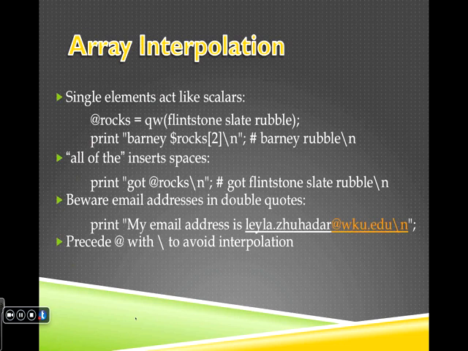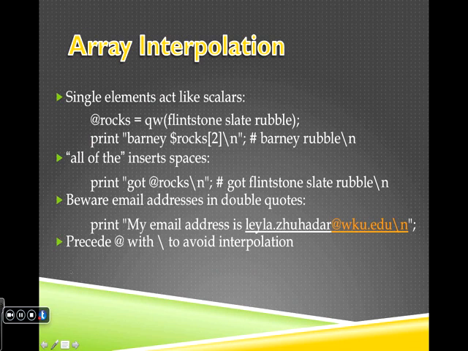What else? Array interpolation. For example here, a single element can act like a scalar. Here I set my list of rocks equal to the three quoted words: Flintstone, slate and rubble. I can bring the index. I'm saying give me the value of index number 2, which is rubble. So here it will print Barney and then next to it rubble as it is, and then go to the new line.